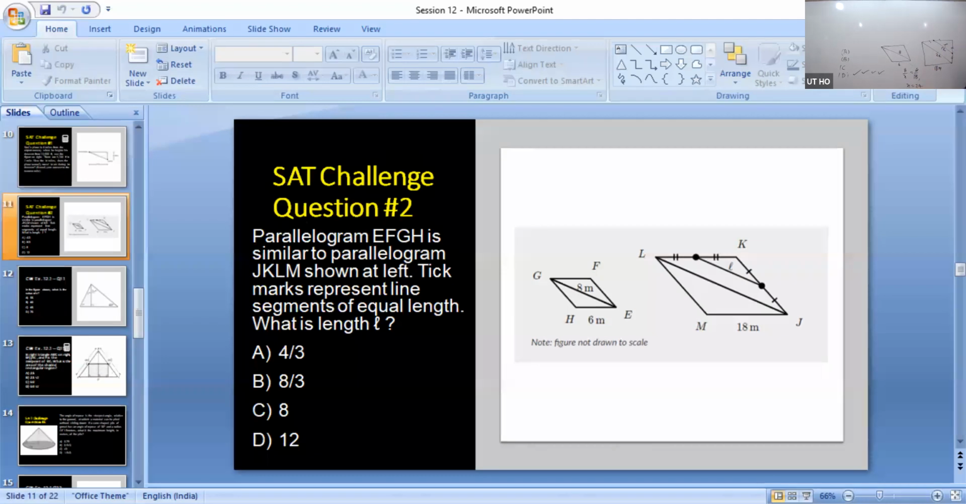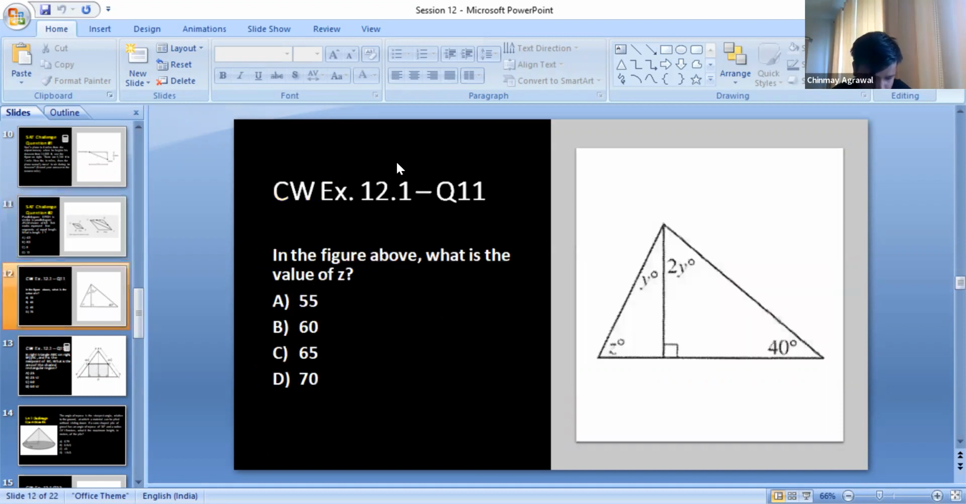किसी को explain करना है, repeat करना है? Pari, try this.